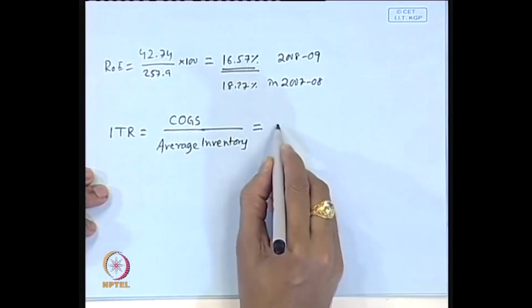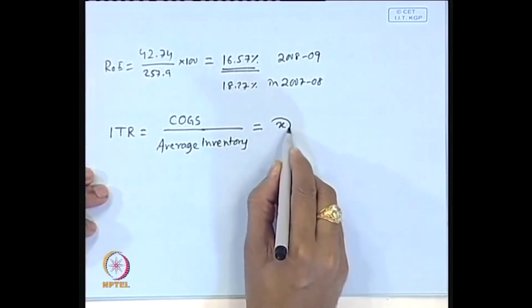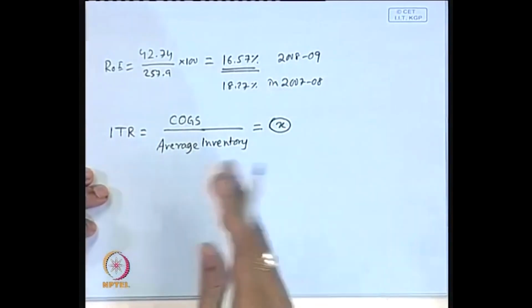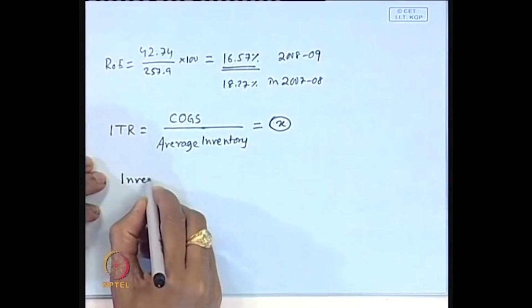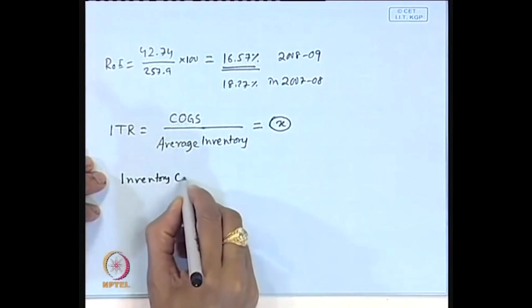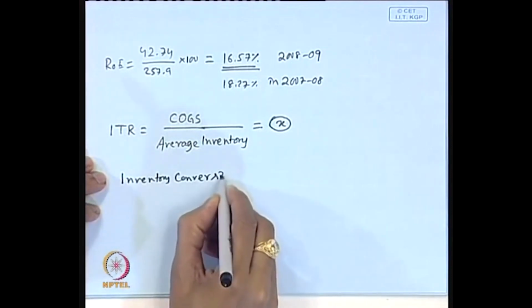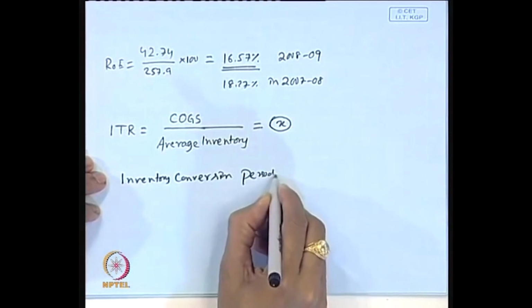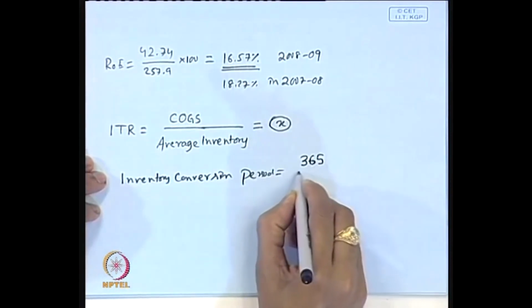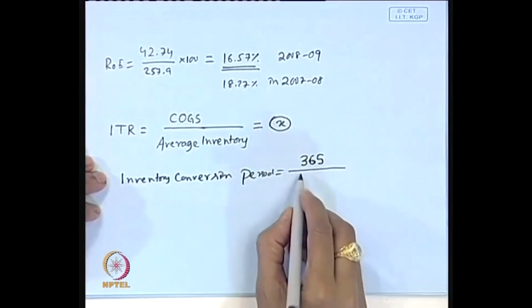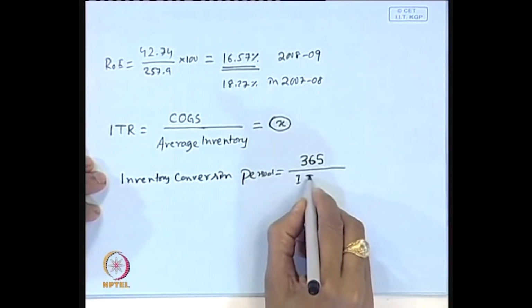Whatever value comes, x or y, we will always expect this particular value to be going up over a period of time. So, the higher the ratio, the better, and from this inventory turnover ratio one can also find out something called the inventory conversion period, which is nothing but 365, that is the number of working days in a year, divided by the inventory turnover ratio.